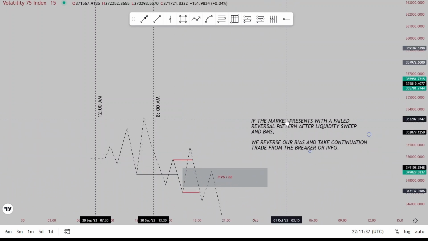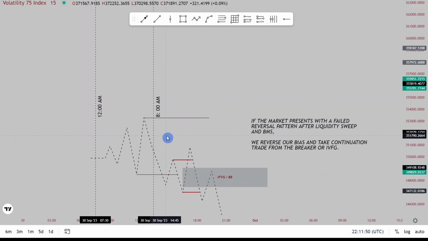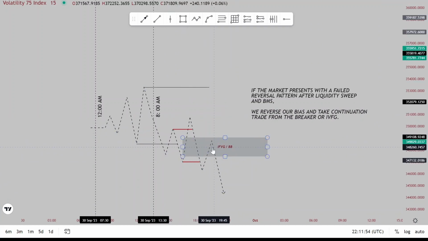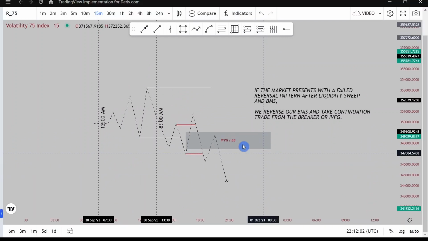Okay. So if the market presents a failed reversal pattern, so this was a failed reversal pattern, it took liquidity to the downside, shifted market structure aggressively. We tried to buy, and it broke to the downside one more time. In this scenario, use the inversion fair value gap and breaker block and look for continuation. Very simple. Okay. Now let's go to the chart. Look for live examples.